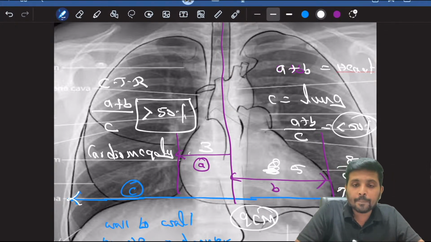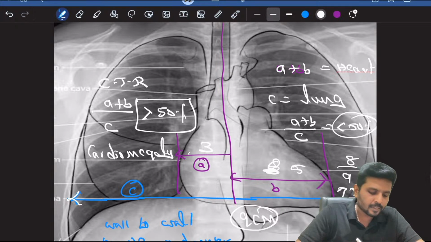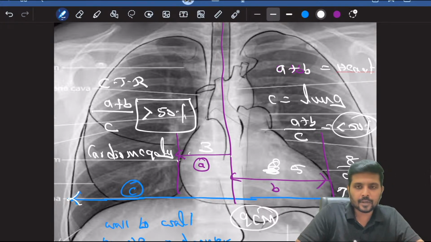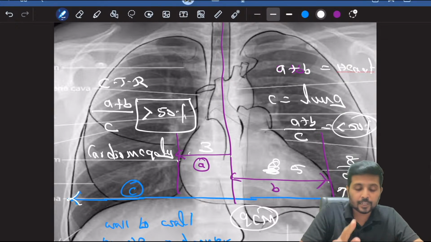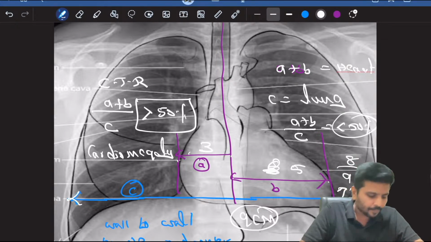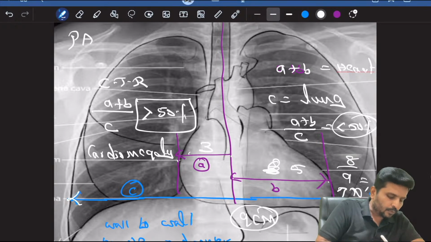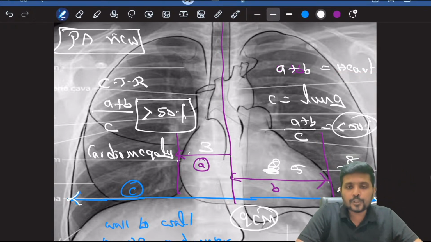So when A plus B, that is the distance between mid-sternal and right heart border, plus B, the distance between mid-sternal and left heart border, is more than C, that is transthoracic distance, the child is said to have cardiomegaly. Remember, cardiomegaly should be interpreted in posterior anterior view.